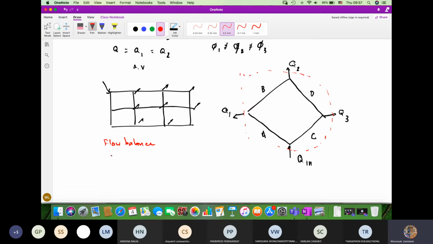According to this system, the inflow is equal to Q1 plus Q2 plus Q3. So this is what we have learned from this system. The flow rate inflows must be equal to the outflow. So this is the so-called flow balance.